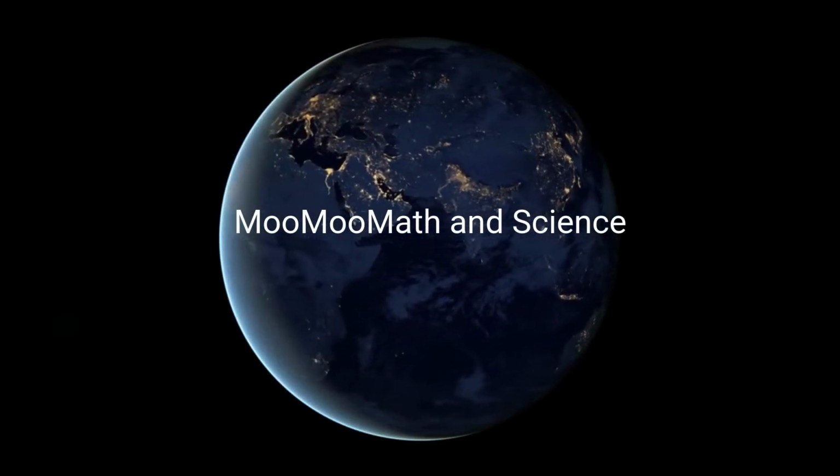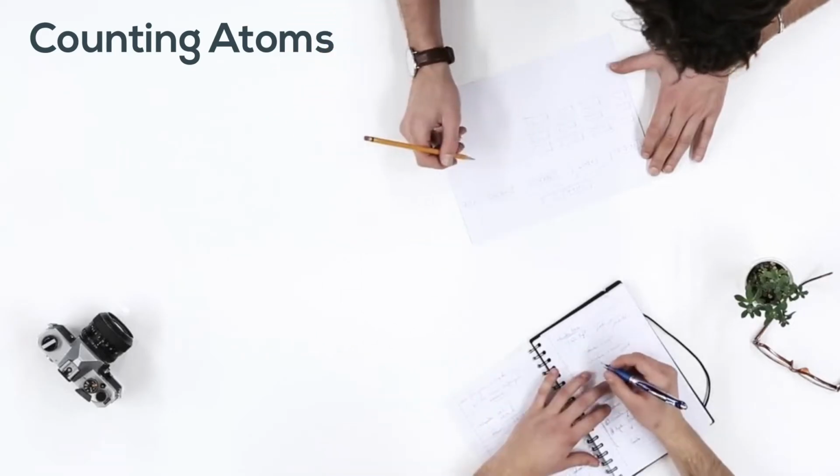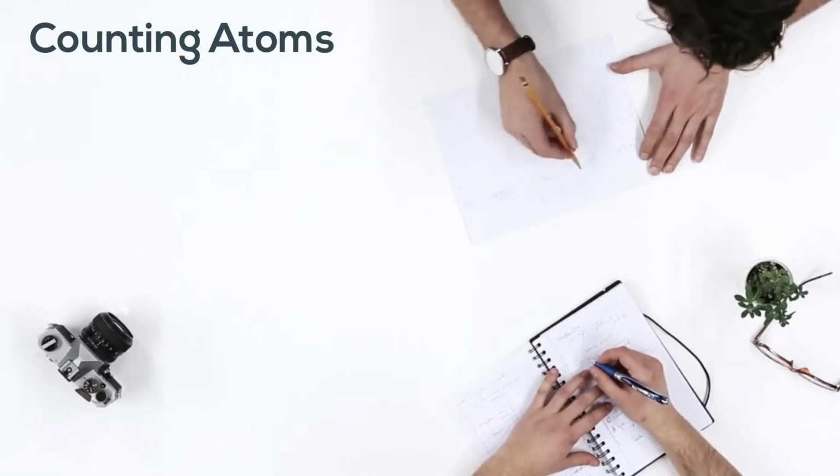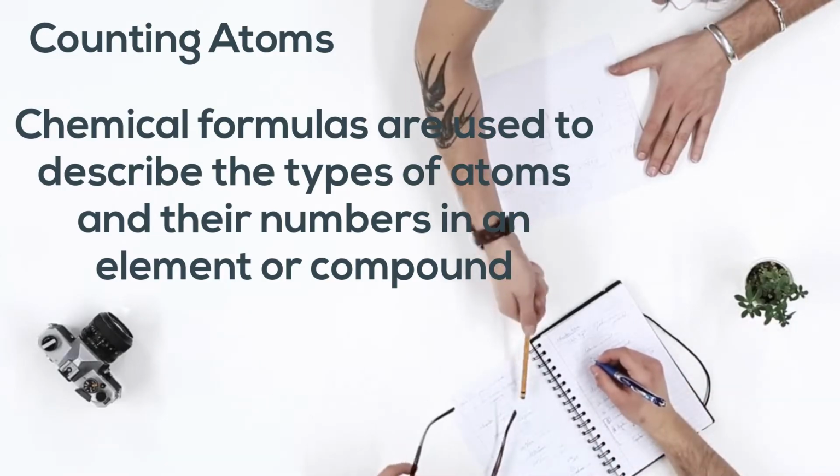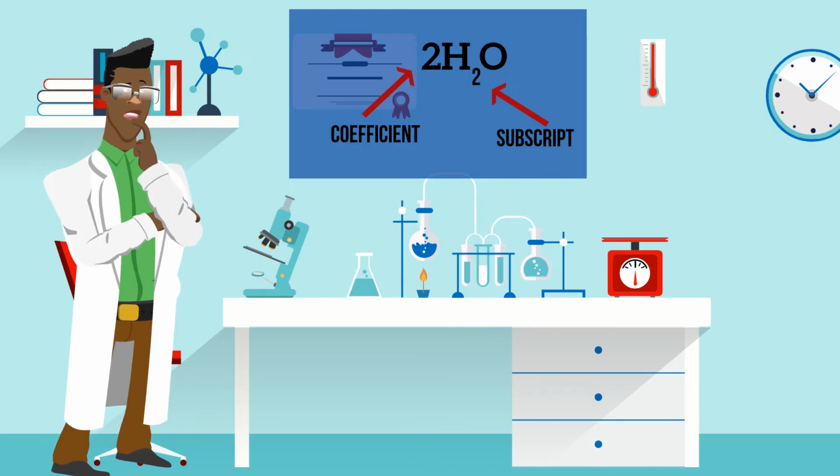In this video, we're going to talk about counting atoms. A chemical formula tells you the elements involved and the number of atoms. Let's look at a chemical formula and break it down.